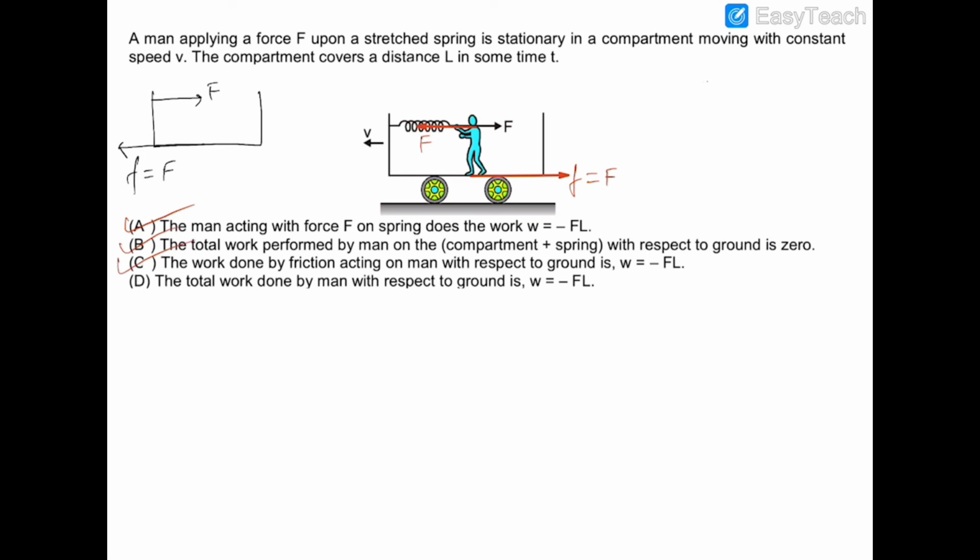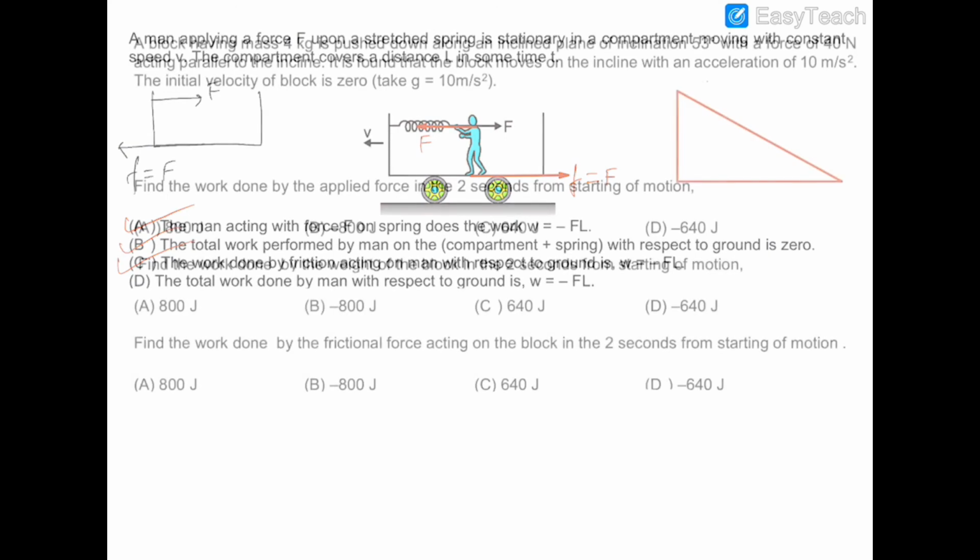Now option number D. The total work done by the man with respect to ground is minus F into L. This is a wrong option because we have already discussed that option number B is correct. Now we move on to the next question.